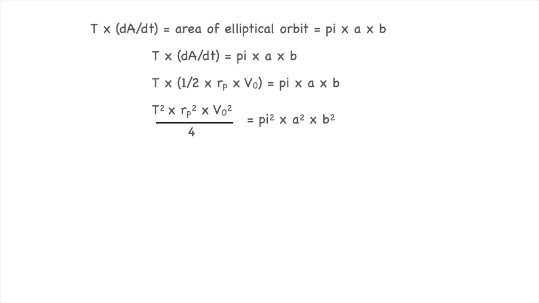It's starting to look a little messy, but we press forward by multiplying both sides by 4 and dividing both sides by r sub p squared and by v naught squared. The trick at this point is to manipulate the denominator of the fraction on the right side of this equation so as to get rid of both the r sub p and the v naught factors. Let's start with v naught.